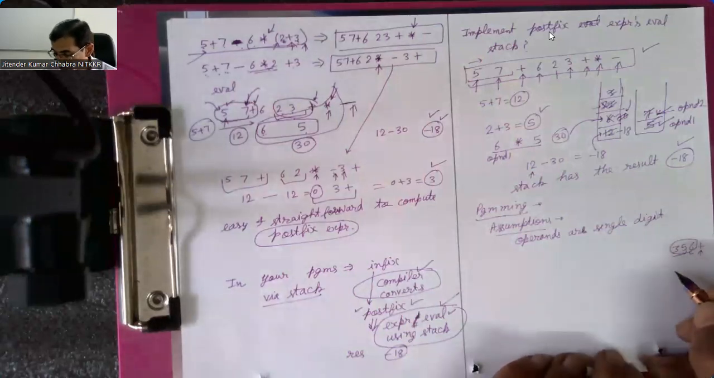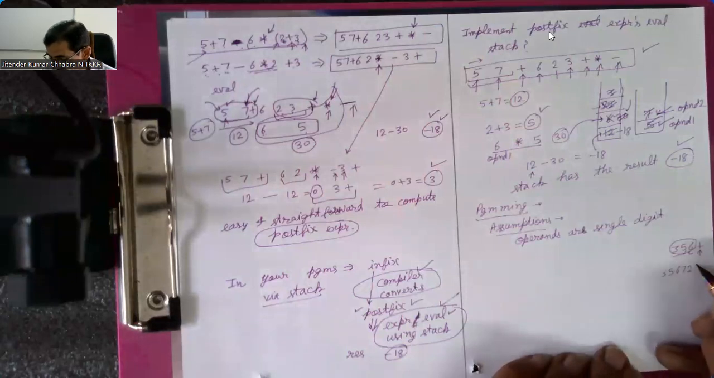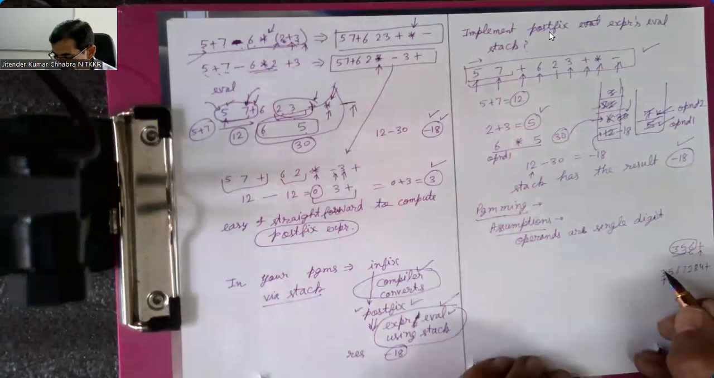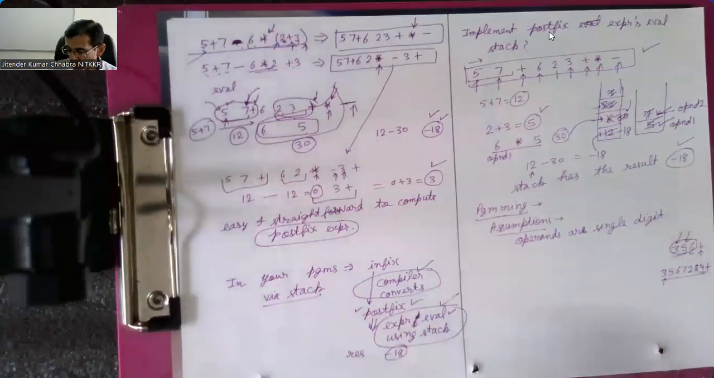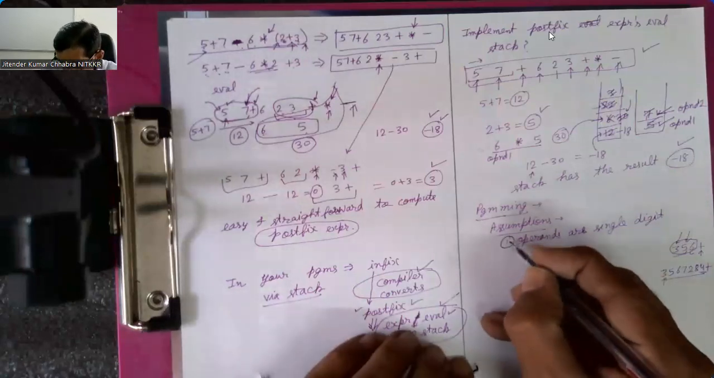Space needed means, for example, if I write 3, 5, 6, 7, 2, 8, 4, plus, does it mean each of these was a separate digit, or each of these was a separate operand, or we had 35 as a separate operand, 67, 284 separate, etc.? So for simplicity, we are assuming every single digit as a single operand. Of course, later you can improve your code to handle situations like this also. So number 1, operands are single digit.